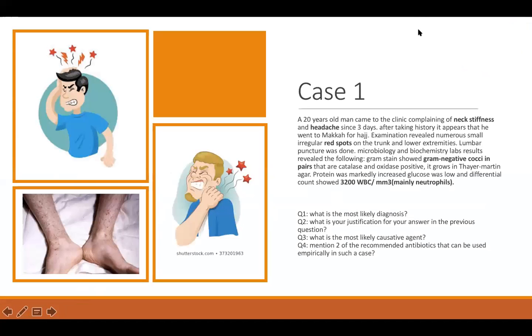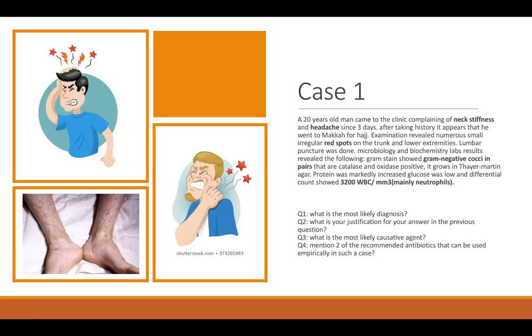Okay. Case number 1. A 20-year-old man came to the clinic complaining of neck stiffness and headache since 3 days. After taking history, it appears that he went to Mecca for Hajj. Examination revealed numerous small, irregular red spots on the trunk and lower extremities. Lumbar puncture was done. Microbiology and biochemistry lab results revealed the following.